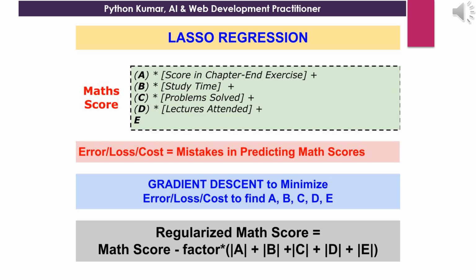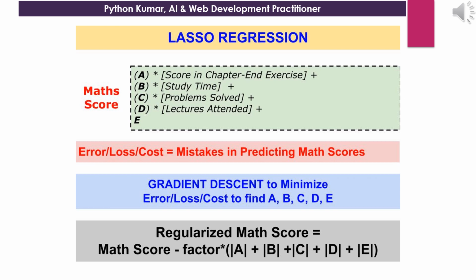We have already seen this formula in the linear regression video. Now, I have changed a little bit of it. Now my math score is actually A times the score in the math chapter and exercise, plus B times the study time, C times the problems I solved, plus D times the lectures I attended, plus some kind of project, that is E.